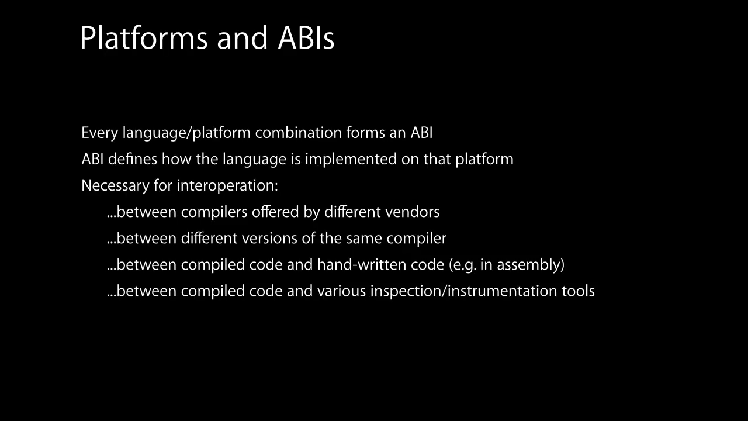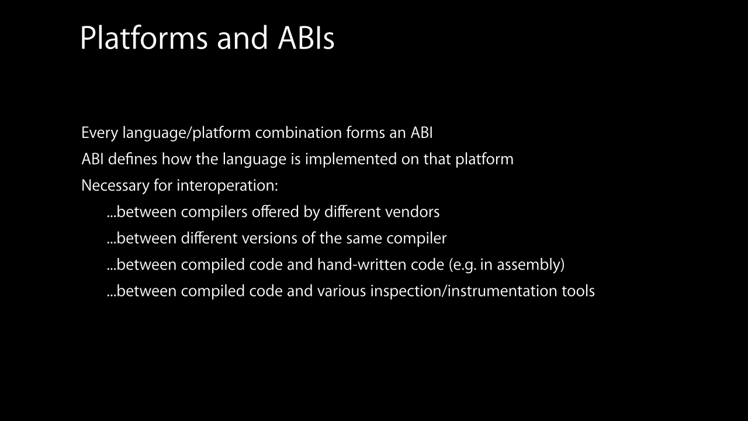So I want to talk to you about ABIs. ABI is a sort of overloaded word. Generally it means application binary interface, but that's obviously not actually meaningful. What I'm talking about as an ABI here is really the contract, the sort of public contract about the implementation of a language. So every language on every single platform sort of forms a combination of an ABI. It's how that language is implemented on that platform.